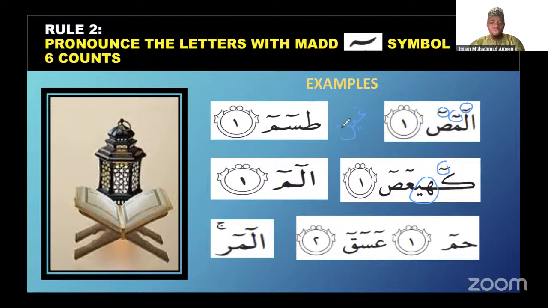So anytime you see a noon sakin together with a sad, what happens? You have al-ikhfa. And that's why I did some very heavy pronunciation of the sad there, because sad also is a letter of isti'la, as well as a letter of ikhfa. Okay, so that will be كافها يا عين صاد.